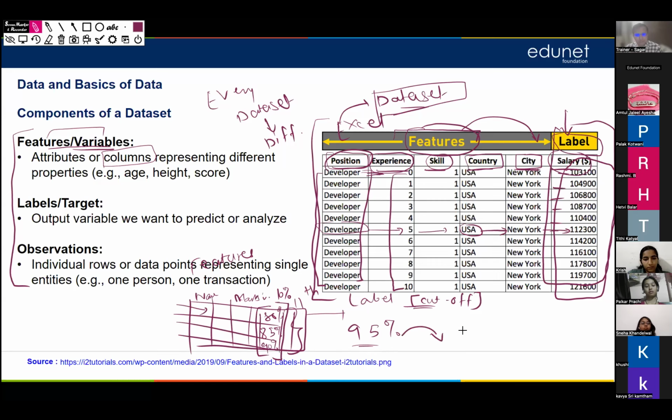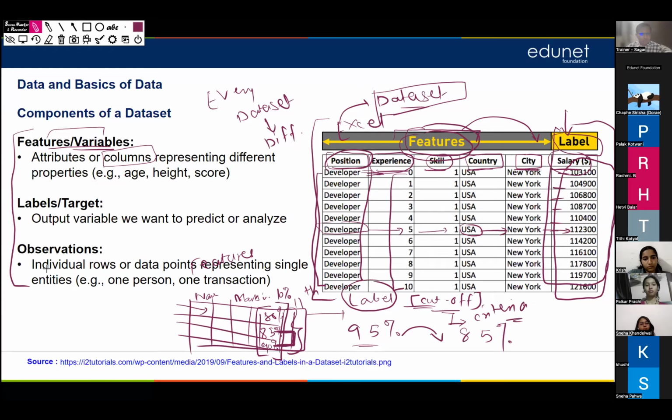Now, let's say after some days, another list comes where the cutoff is, let's say, 85. So anyone 85 and above can get admission. So in that scenario, these two students will get admission. So we still have the same label. The label has not changed. The features have not changed. What has changed is the criteria.